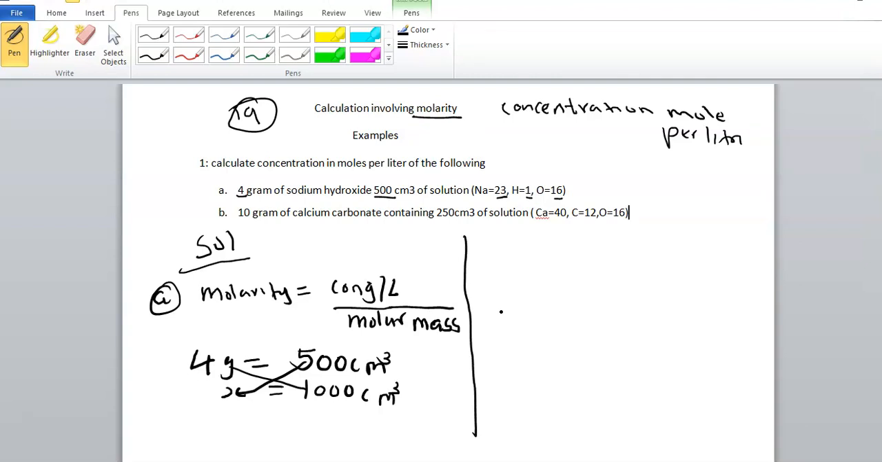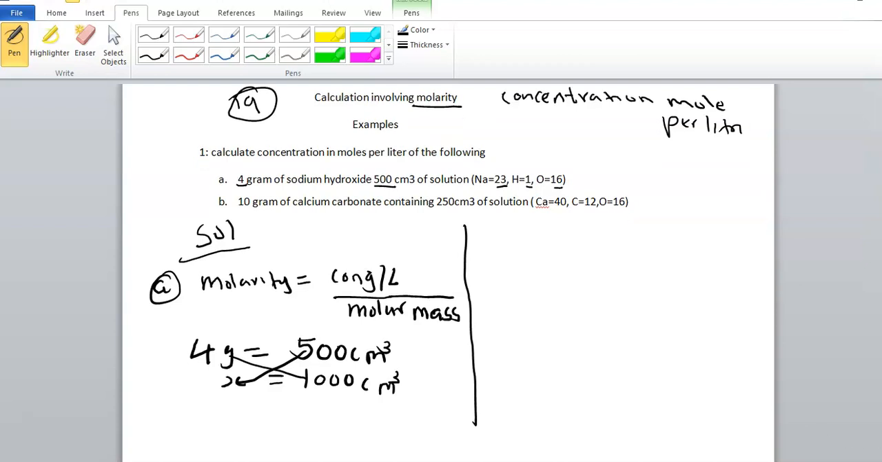Let me move my screen a little bit down. Let me move my screen down.